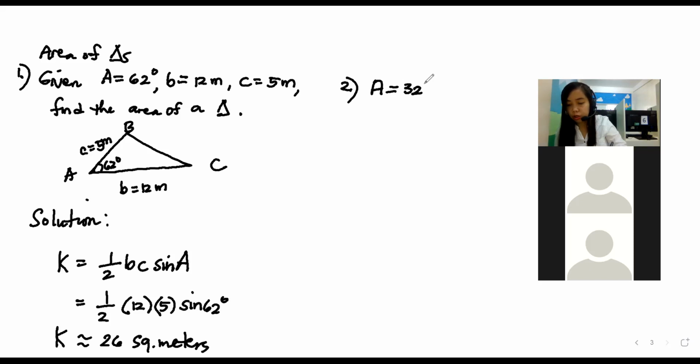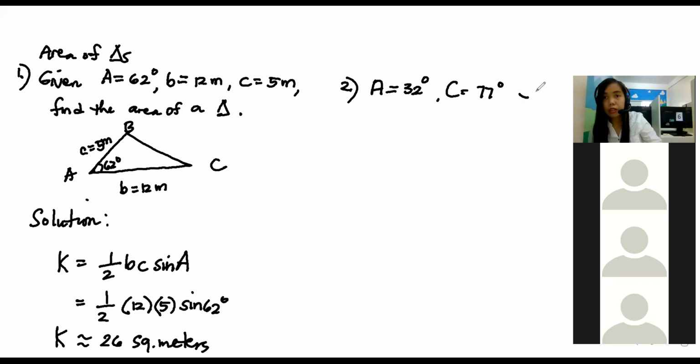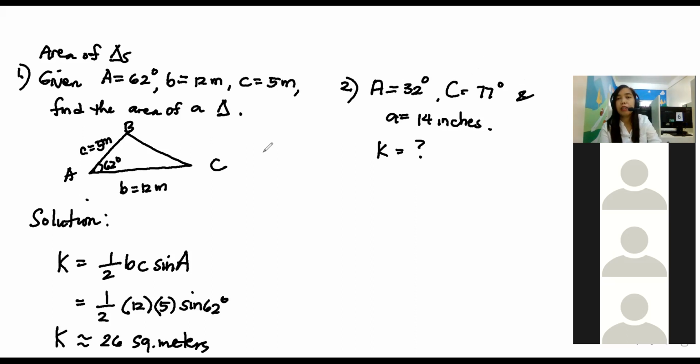Angle A is 32 degrees. Angle C is 77 degrees. And side A is 14 inches. Find the area of a triangle. So we're asked to find the area. Okay. So since given two angles and an included side.